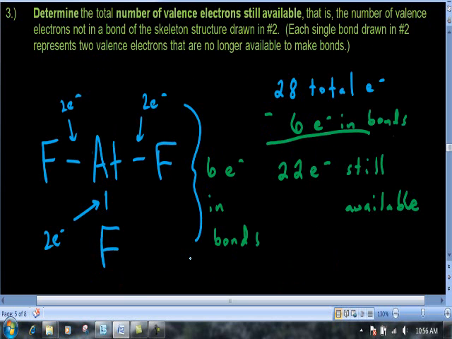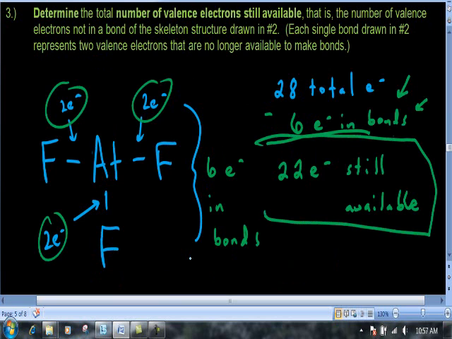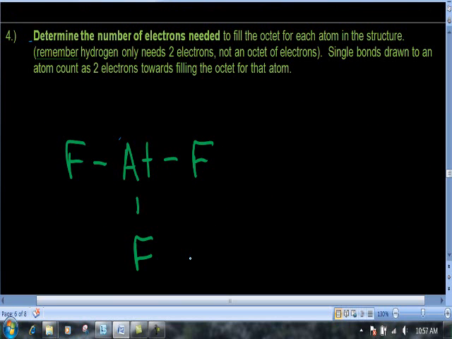The next step is to determine how many electrons are still available to complete the Lewis structure. We have 2 electrons in each of our single bonds in the skeleton structure. Subtract out the 6 electrons in bonds from our 28 total valence electrons, leaving us with 22 electrons still available to complete our structure.